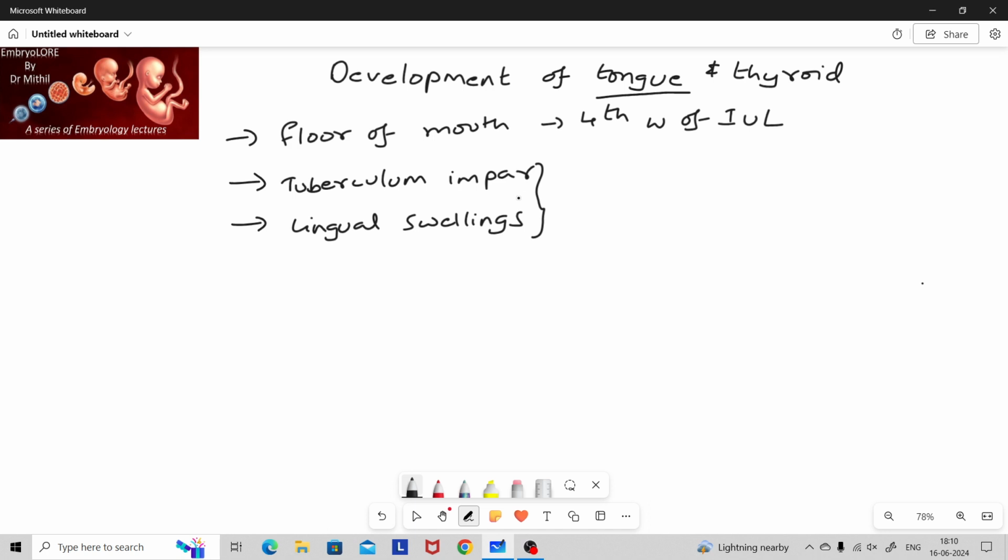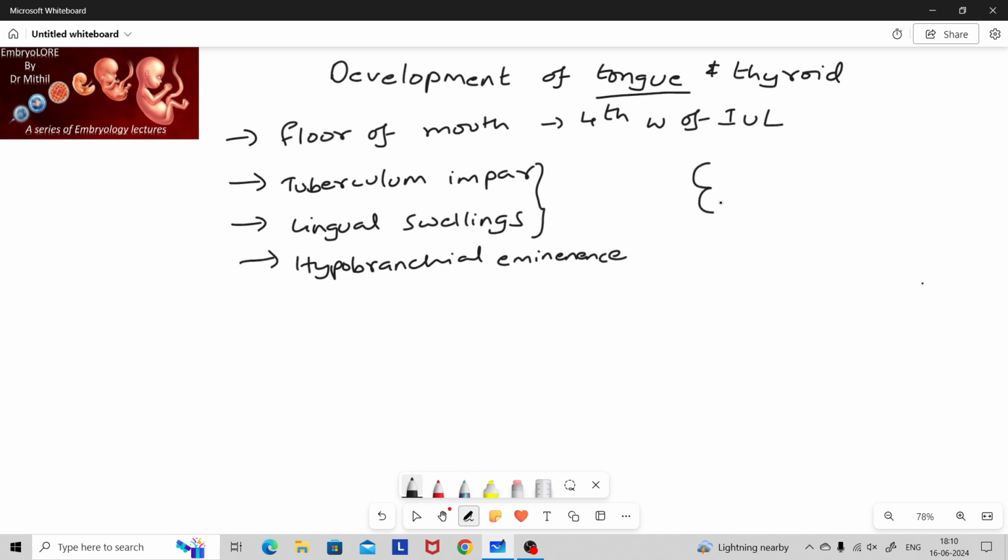After the tuberculum impar, there is another eminence, a second large median eminence, called the hypobranchial eminence. That hypobranchial eminence also contributes, and it divides into a large cranial part and a small caudal part. Before that, let us have a faster diagrammatic review of the contributing compartments.